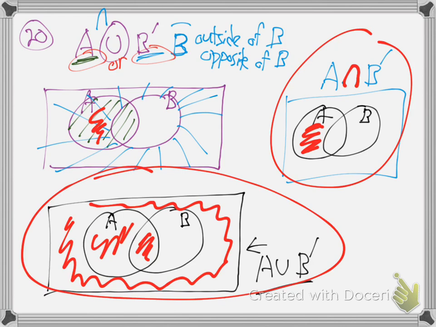Does that make sense how to do that? So you just do each one separately first. Do the green shading for A. Do the not B, outside of B shading for blue. And then come to a final answer for union or overlap, depending on what they ask you.